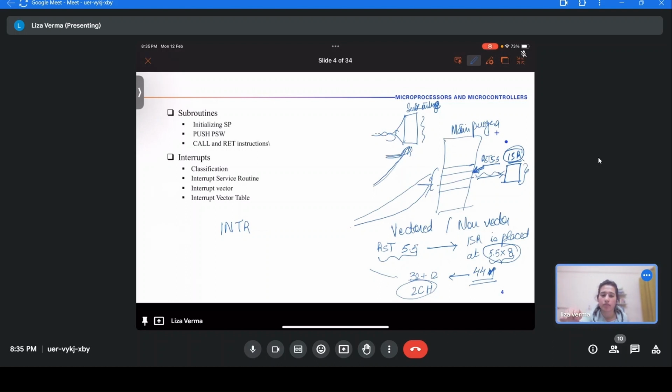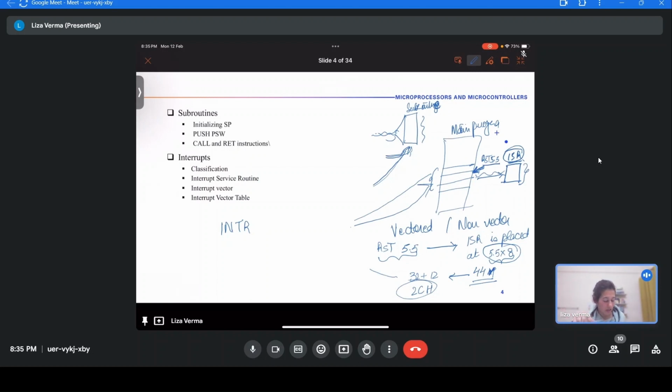Okay, that's the difference. Whenever the interrupt occurs in the non-vector scenario, the MUP will acknowledge, and after that the hardware will send the corresponding address to the microprocessor. Yes, during the interrupt only, the address of the ISR is sent.